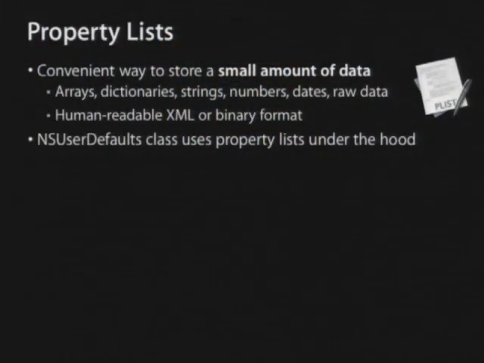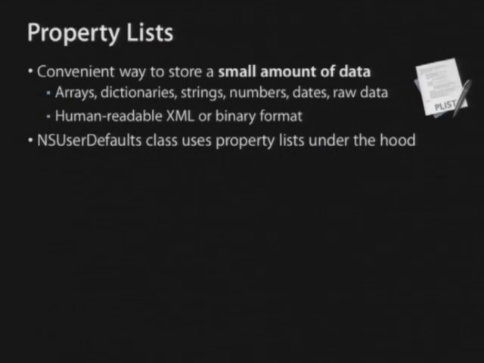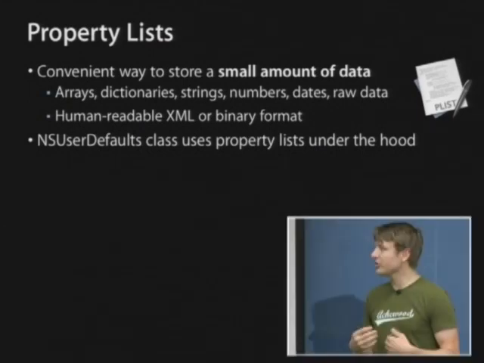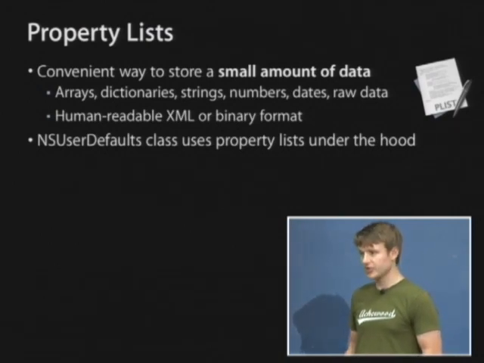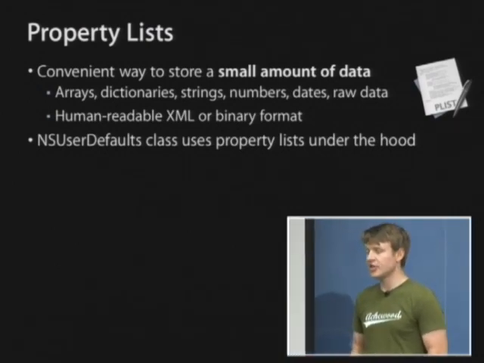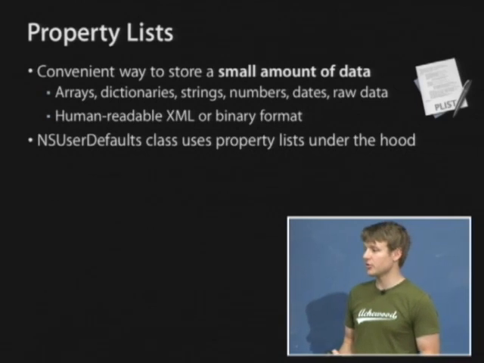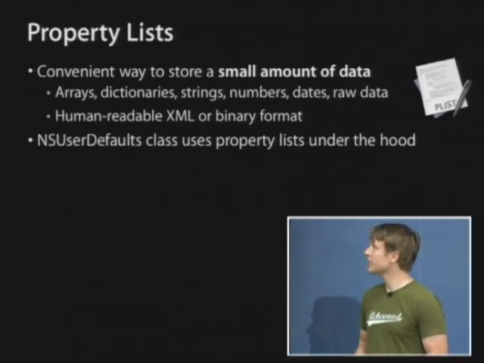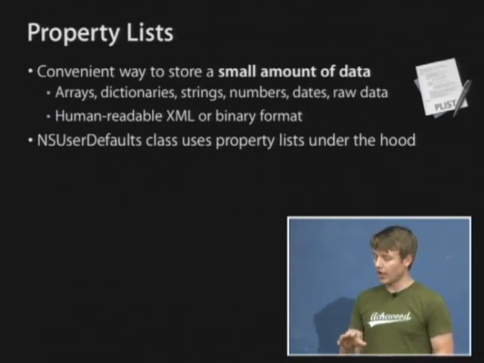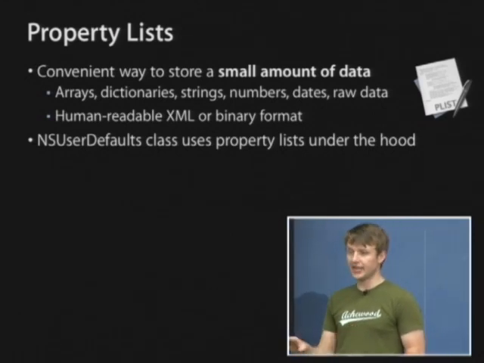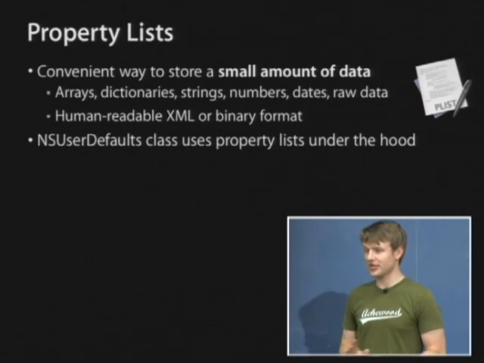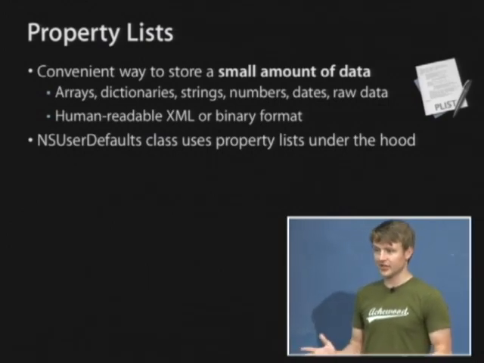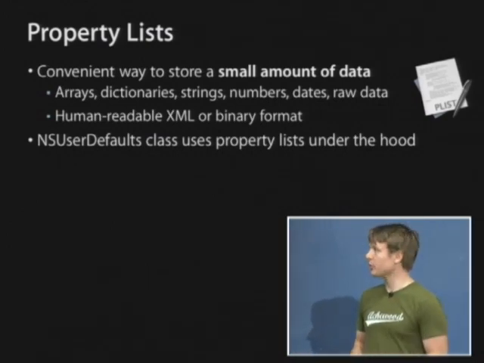So property lists are a really convenient way to store a small amount of data. Property lists make it very easy to store common foundation types like strings, numbers, dates, as well as the container objects, which are really common, like arrays and dictionaries. You can even store raw binary data in there. You can store just a stream of bytes and throw it into a property list, whatever that is. Maybe it's representing an image, representing something else. You can just kind of throw it into a property list.